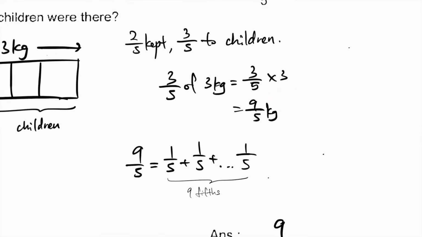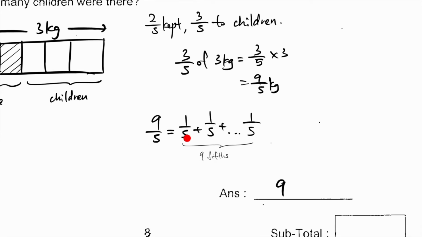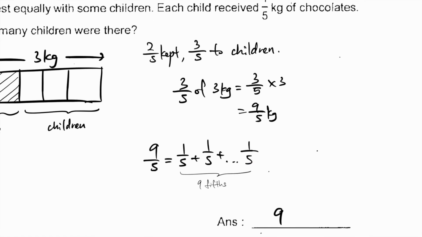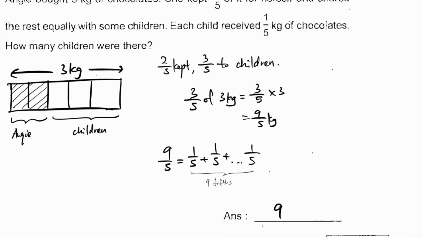Now, if each child received 1/5, how many 1/5s are there in 9/5? It is 9. Can you see that? What is 9/5 basically? It is 1/5 plus 1/5 plus 1/5, 9 times. So if each child had 1/5 and there are 9 1/5s, how many children are there? 9.